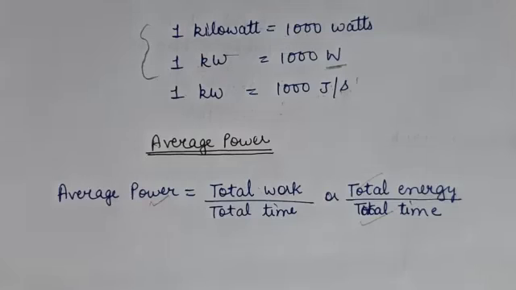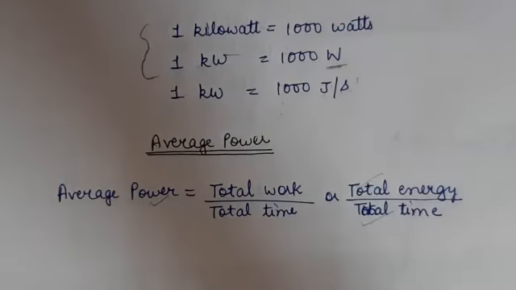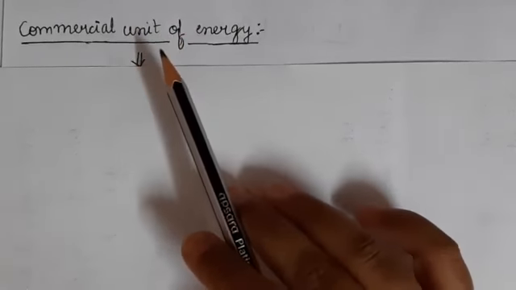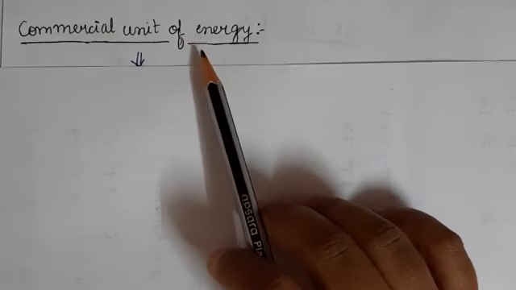So this was all about power, the formulas, the SI unit and the average power. Clear students? Now moving ahead to our last topic of this chapter, that is commercial unit of energy. Okay, the commercial unit of energy. What do you mean by that? Or what is the unit of it?